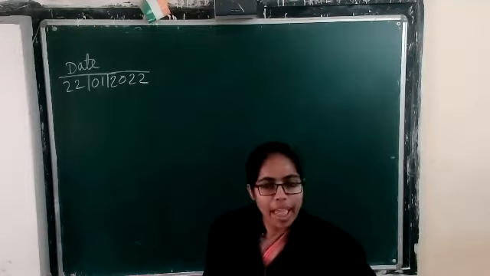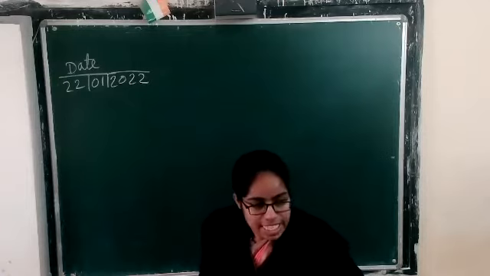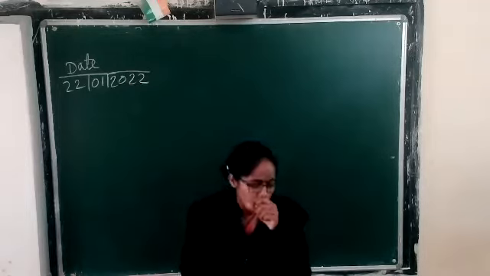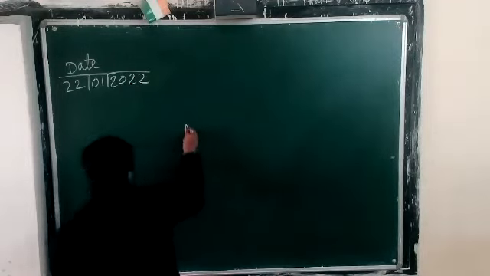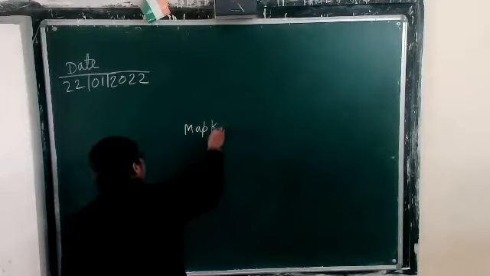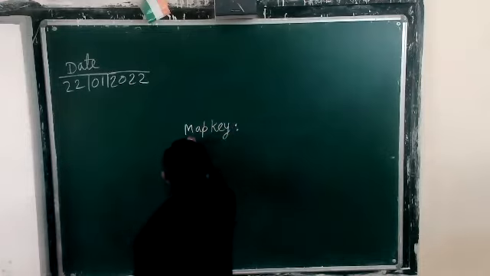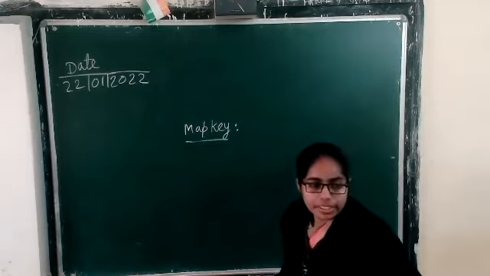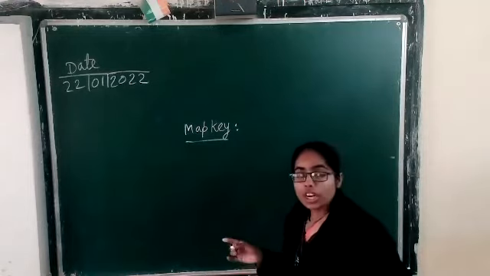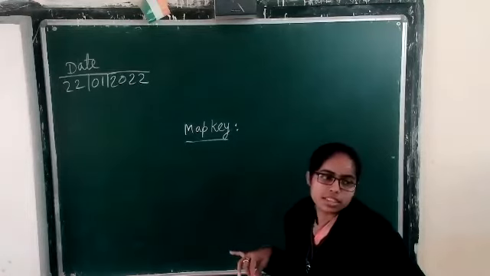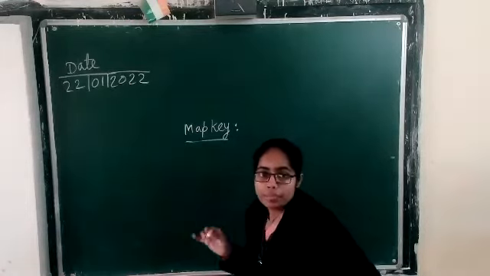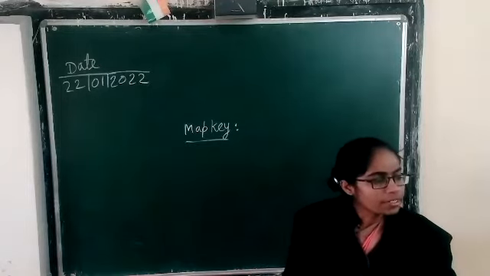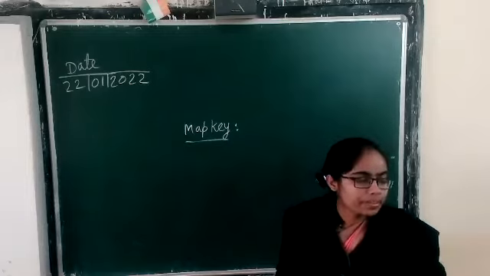Okay. So what is a map key? A map key tells what the symbols on a map stand for. For reading the map, you need to understand the map key. And what is a map key? A map key tells what the symbols on the map stand for. That is called the map key.